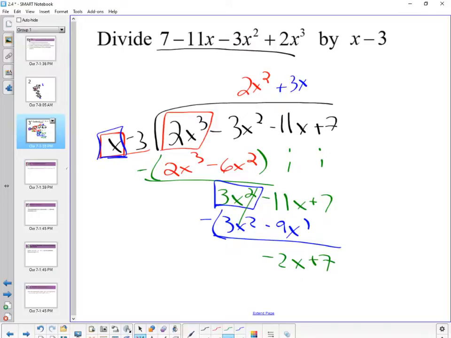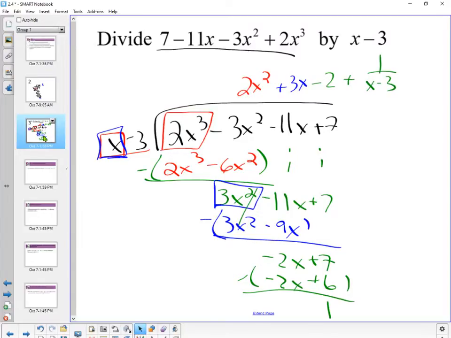So, does 2x go into negative 2x? Sorry. Can negative 2x be divided by x? Yes, it can. You would get a negative 2, multiply it out, negative 2x plus 6. Change the signs. That would be 0. That would give me 1. Does x go into 1? No. So that's my remainder. So now I'm going to put my remainder over my divisor. And there's the quotient. Okay?